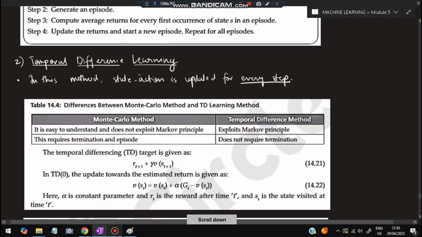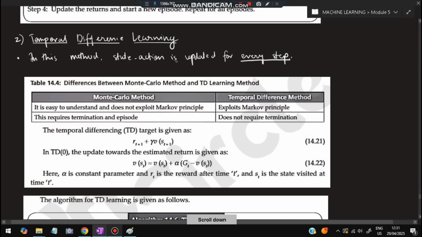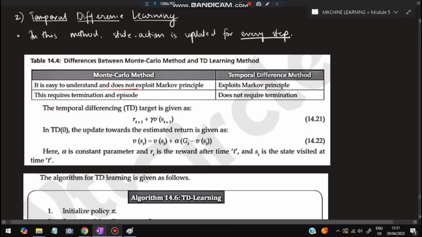Next is temporal difference. Okay, in temporal difference, state action is updated for every step. Here, after reaching the end, it is updating, right? But here it is every step it is updating. The difference is, it is easy to understand Monte Carlo and does not exploit Markov principle. It requires termination in episode. Here it exploits Markov principle and does not require termination.